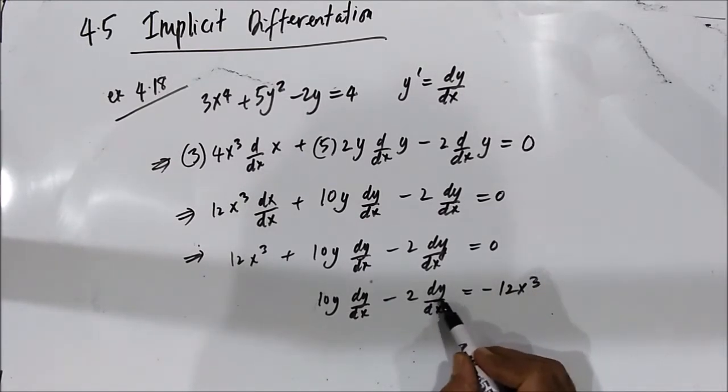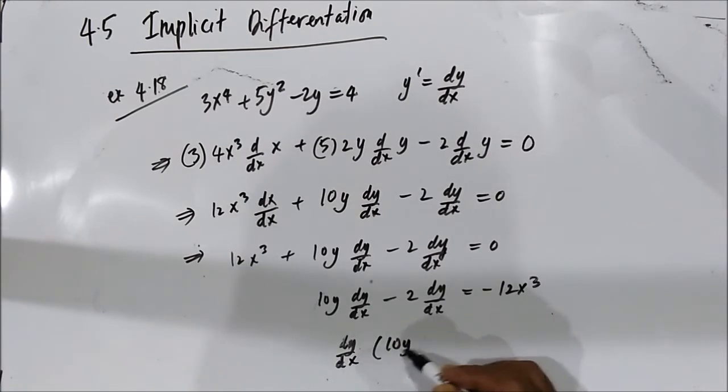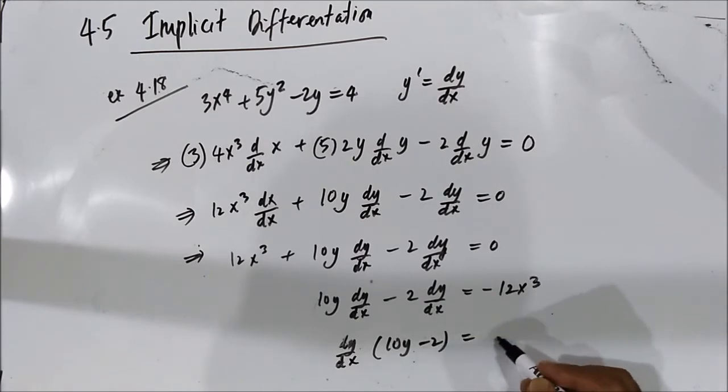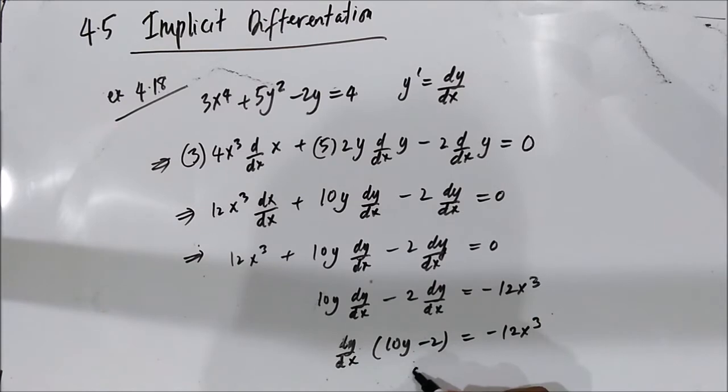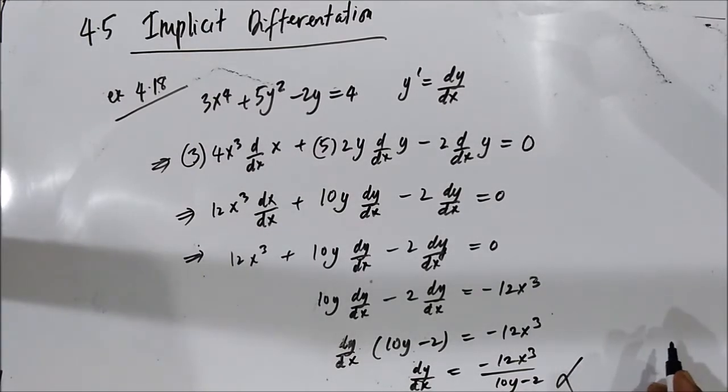So the common factor here is dy/dx, so I have dy/dx multiplied by 10y minus 2 is equal to negative 12x cubed. In other words, dy/dx is equal to negative 12x cubed over 10y minus 2. So this is the final answer.